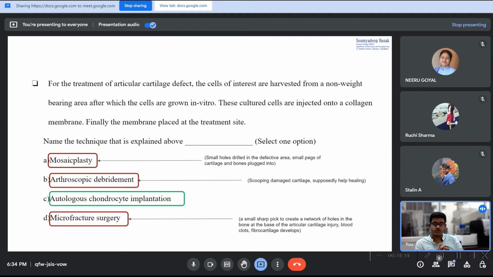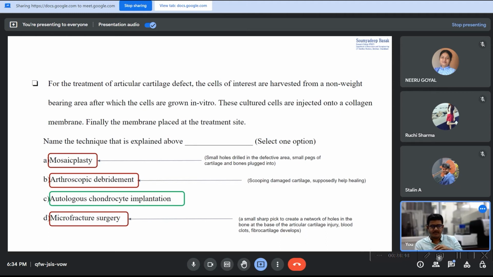For arthroscopic debridement, this is scooping of the cartilage layer and that is helping with the cartilage repair. So arthroscopic debridement is just scooping, and microfracture is making fractures in the bone so that the blood and cells come out and repair the bone. When we are talking about fracture, there are bones and there are small holes in the bone and cells and blood are coming out. Okay, that is microfracture. And when we are talking about arthroscopic debridement, it is scooping of damaged cartilage.